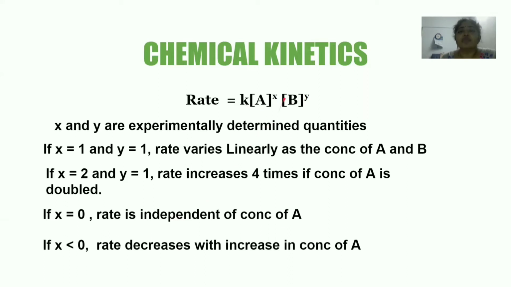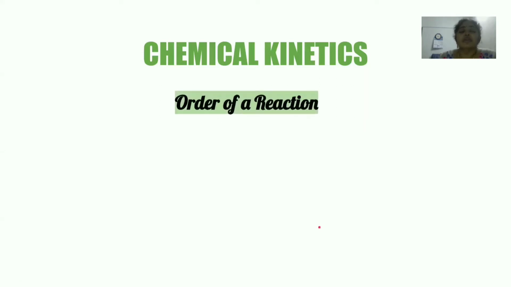Sometimes we can also have x or y less than 0. Now suppose the values of x and y are less than 0. That means it is going to be a negative number. So what does this negative value of x and y indicate? That means A can be raised to a negative value, or B can be raised to a negative value. If it is raised to a negative value, obviously when the concentration increases, the rate is going to decrease. So that is what I've mentioned here. If x is less than 0, it could also be y, then the rate will decrease with increase in concentration of A or concentration of B. So that was about the rate of the reaction in terms of rate law.